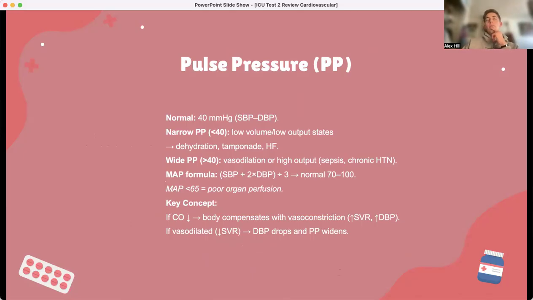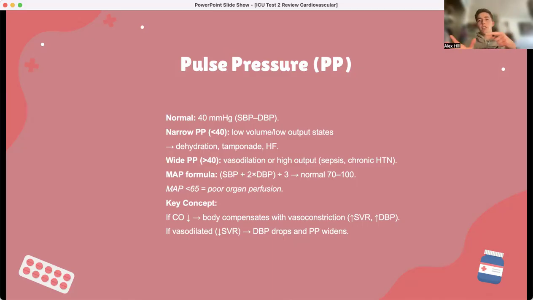Okay, so pulse pressure, it's gonna be a really confusing concept. The way I remember it is that the amount of blood that your heart can pump out mainly determines your systolic, and then your vasoconstriction or dilation is a lot of what determines your diastolic. And so, for example, here with the narrow PP, you have your low volume, tamponade, heart failure, all of these things, you're not pumping out very much. And so your systolic's not going to be very high.